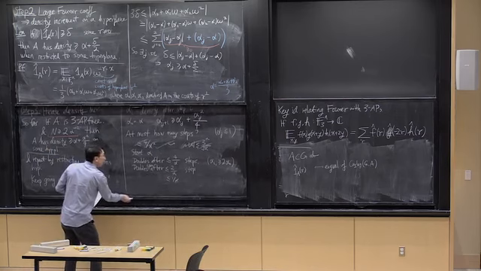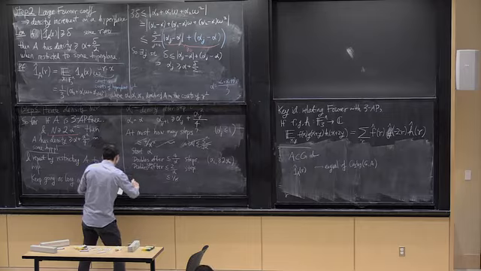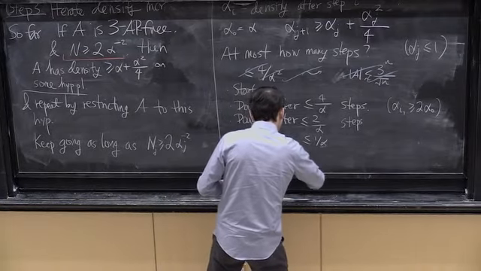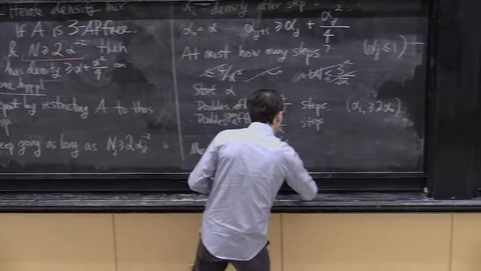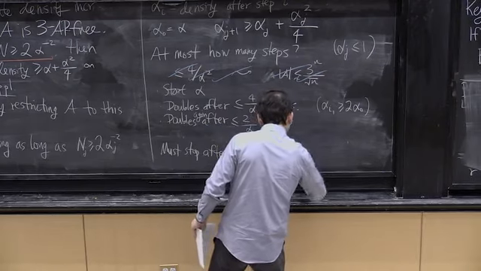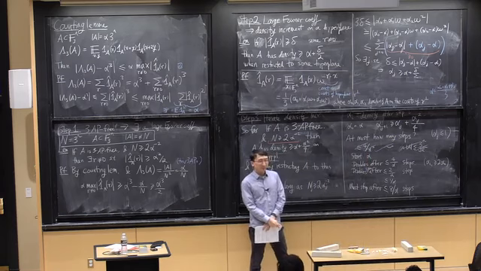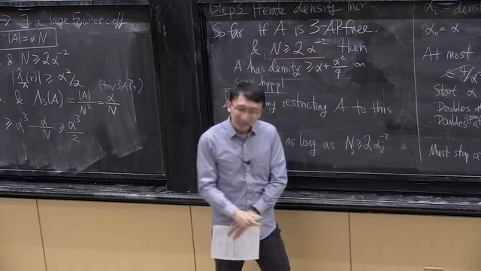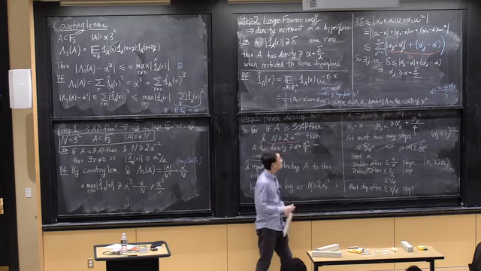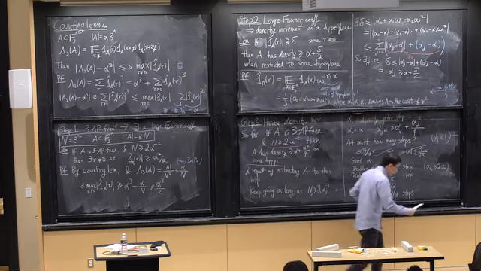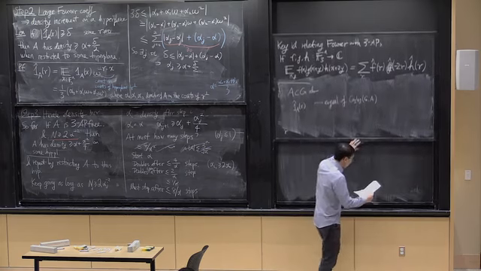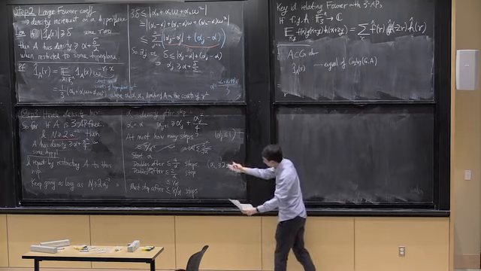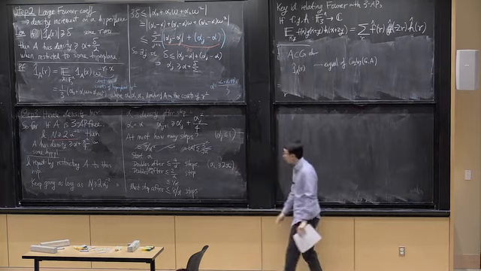So in total, you see that we must stop after at most 8 over alpha steps. So the number of times it doubles actually decreases by at least half each time. All right. So now we know that you must stop after at most 8 over alpha steps.